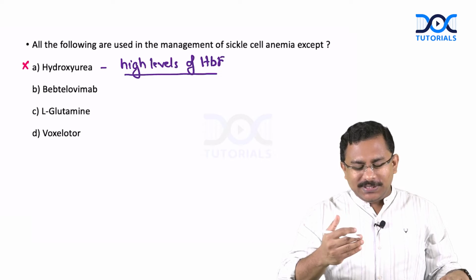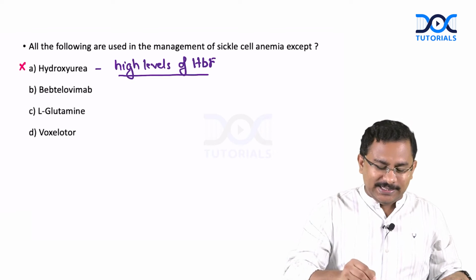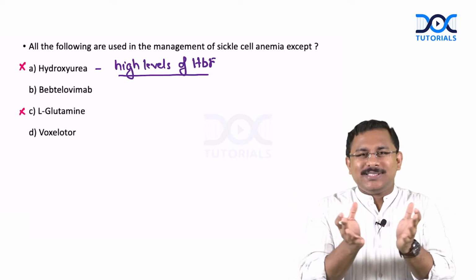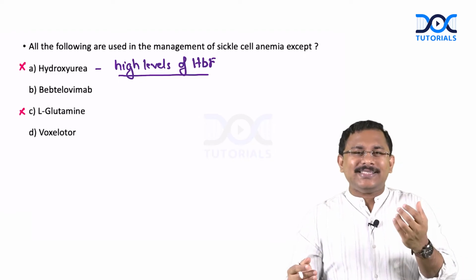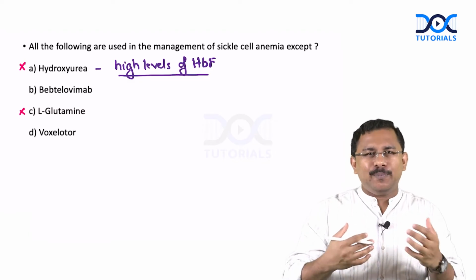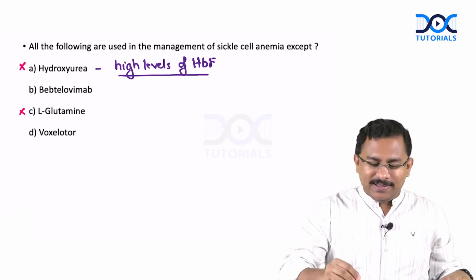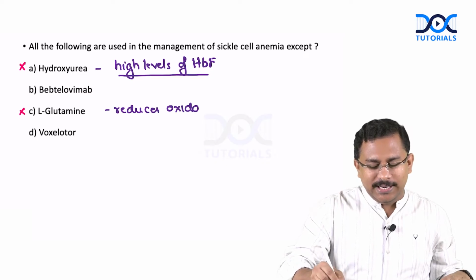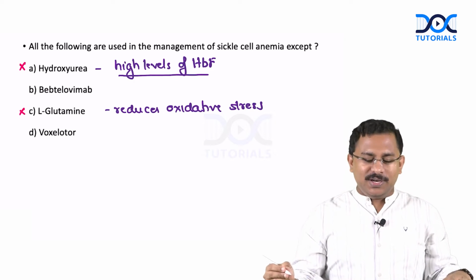Okay, let's go to the option C, L-glutamine. So L-glutamine is also used in case of sickle cell anemia. So how does it act in sickle cell anemia? It reduces the oxidative stress in the sickled erythrocytes. How exactly does it reduce the oxidative stress? We are not very sure. Okay, there are different hypotheses, but basically we know it reduces the oxidative stress. So this one is also used in the management of sickle cell anemia. Now coming to the next option, voxelotor.